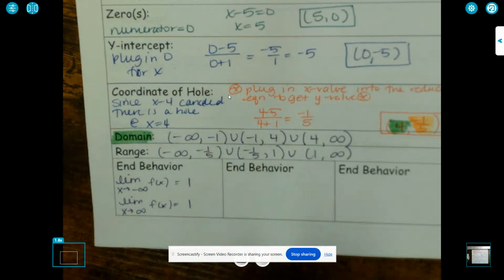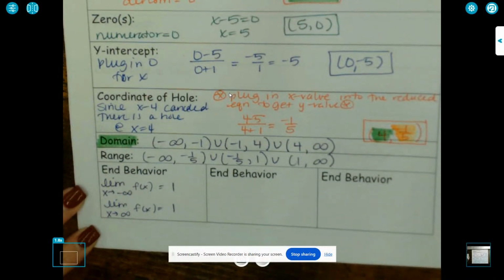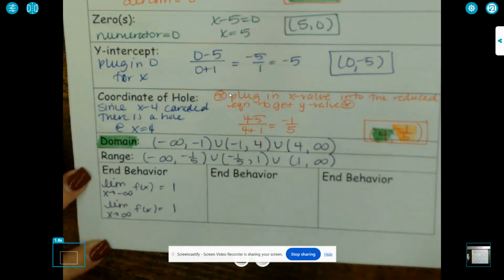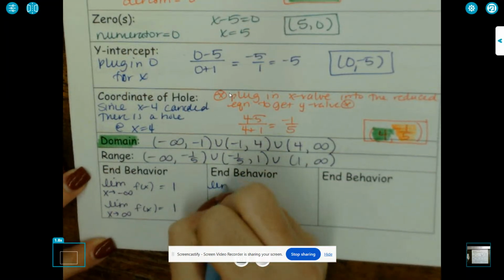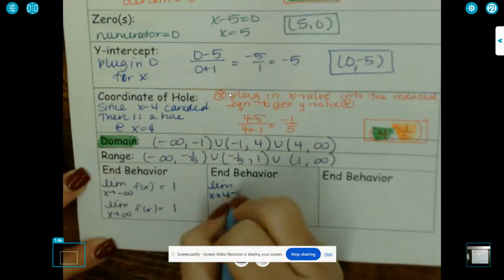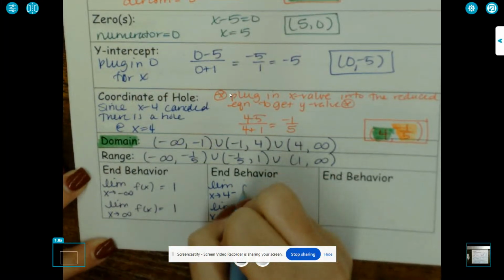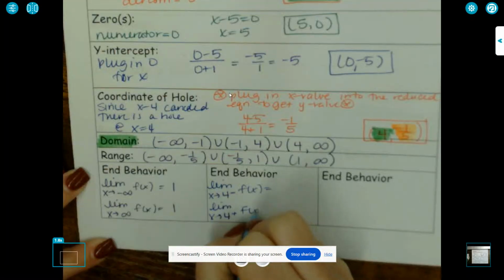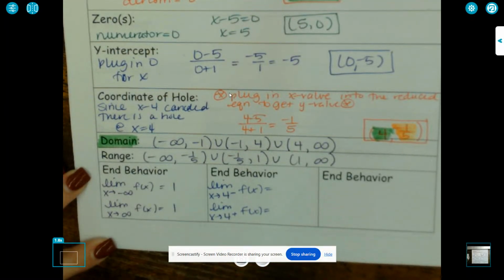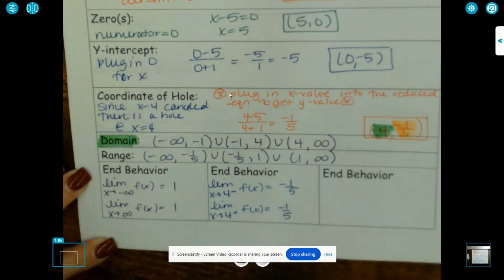That's the two ends. However, we do still have two other things going on here. We have something that's going to happen at our vertical asymptote, and we have something that's going to happen at this hole. I'm going to deal with the hole value next. As we approach the value of the hole, which is 4, so 4 from the left and 4 from the right, we will approach the y value of that.